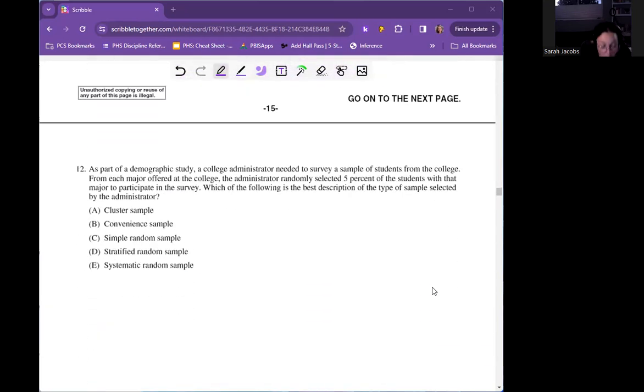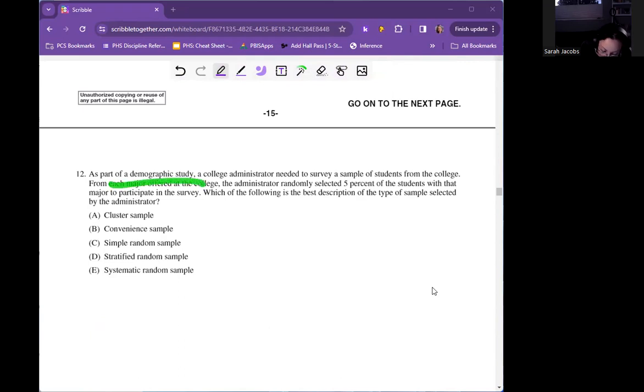12. As part of a demographic study, a college administrator needed to survey a sample of students from the college. From each major offered at the college, the administrator randomly selected 5% of the students with that major to participate in the survey. Which of the following is the best description of the type of sample selected by the administrator? Okay, so randomly selected 5% of the students with that major and from each major.